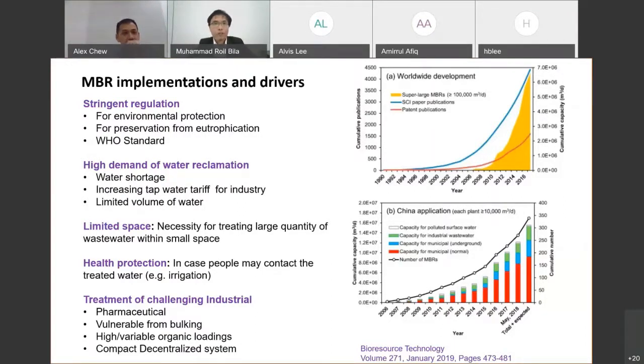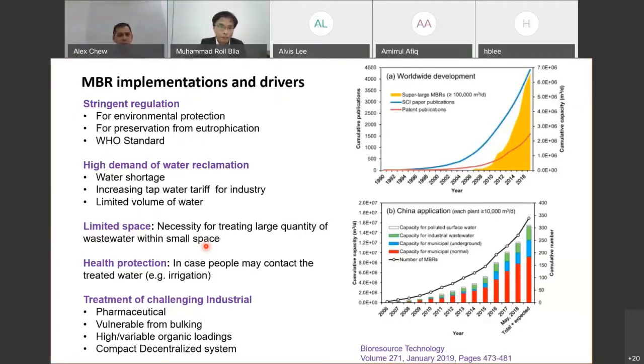Okay, on top of that, there is the increasing tap water tariff and the limit on the volume of water supplied to industries. When I discussed with Q, actually some of his clients have a concern about the limited volume of water they can get from the water grid. So they have no option but to go for reuse. Another huge driving force for the application of MBR in industry is the limited space. I will come back to this one. So we need to treat a large quantity of wastewater in a limited land area. Okay, so that's also a driver.